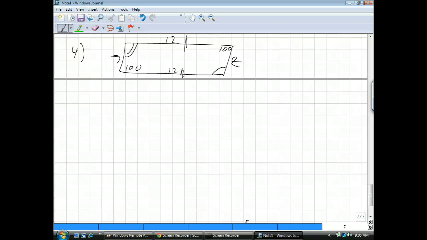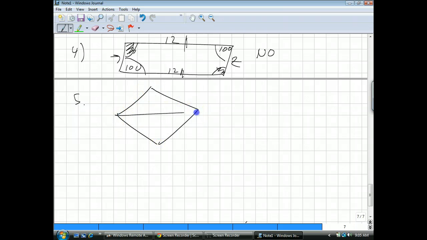Can't use opposite angles, because even though this one is congruent to this one, I know nothing about this angle or that angle. So I can't conclude anything, so this one is a no. Okay, and number 5. If I have this, and I know this is congruent to this is congruent to this, can I say that that is definitely a parallelogram?